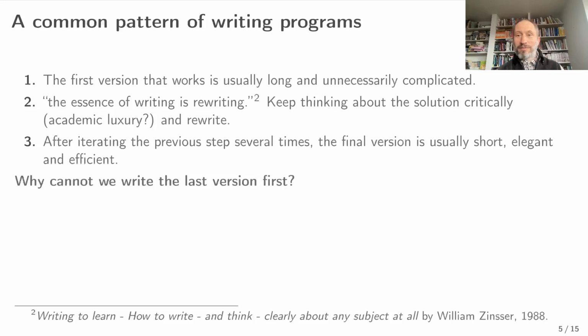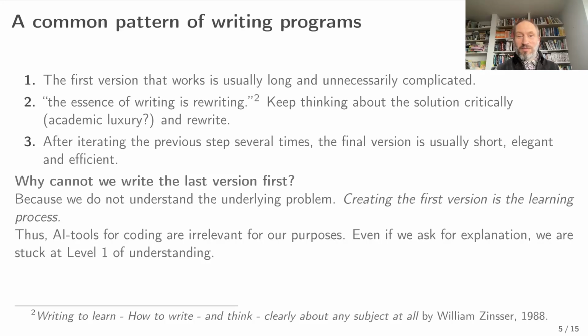But if you have the academic luxury that you can continue thinking about the solution, look at it again and critically reevaluate it, then you can rewrite it and make it better. After a couple of iterations of this rewriting step, the final version is usually very short, elegant, and efficient. So it has all the good properties. So the question is, why can't we write the last version first? That would be the ultimate way of writing computer programs.